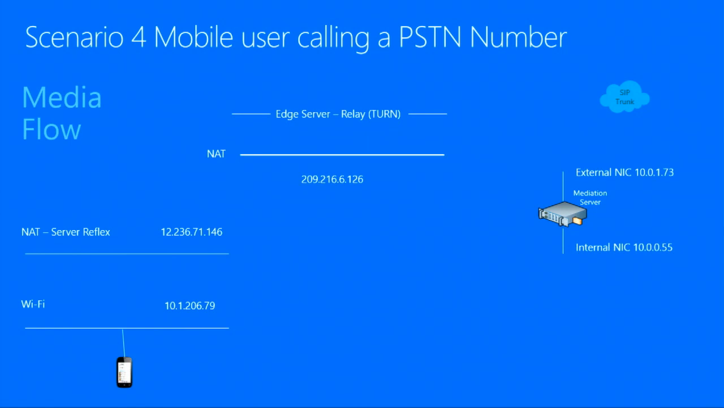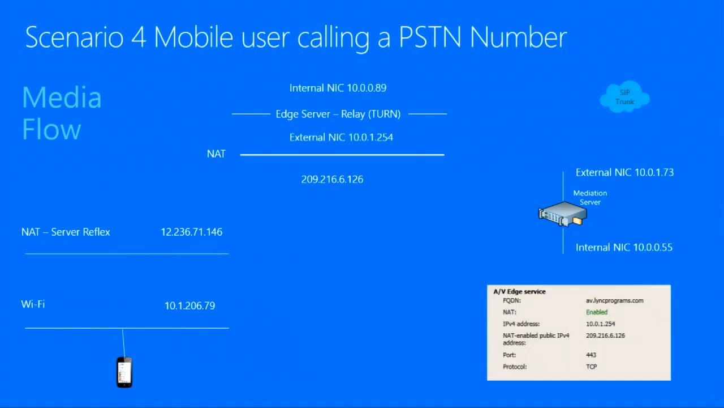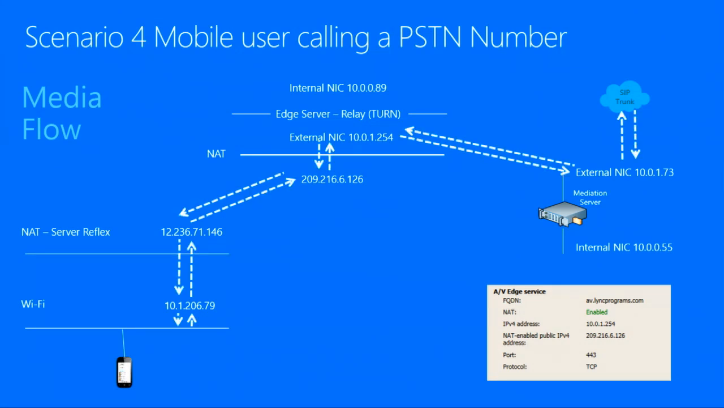Yeah, and in this case, the edge server was actually NATed. So you can see the IPv4 address is 254, and then the NAT enabled is 209. The communication is happening between the mediation's external NIC and the edge's external NIC. So it's not going out to the public. It's still staying internal. And if you see, the connection is actually going through the edge server. It's not going through mobile's host address, which is the Wi-Fi address, or the mobile's NAT address.